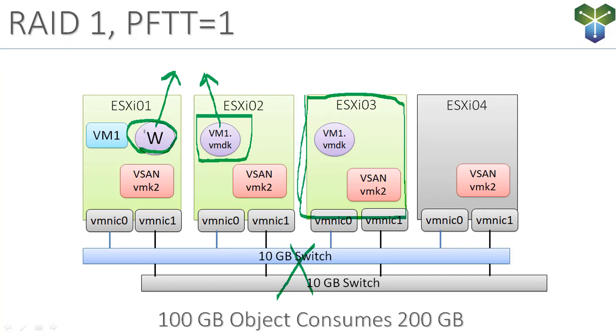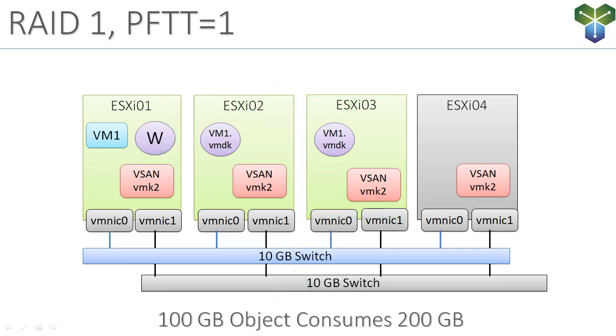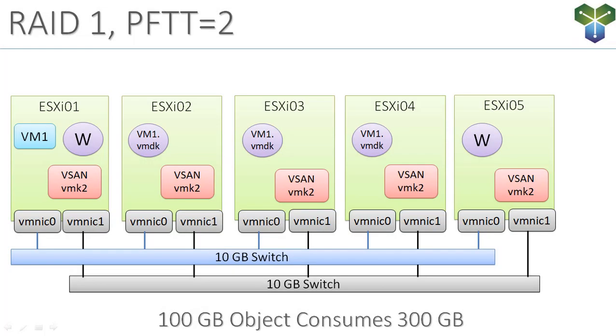So notice there are two identical copies of VM1 VMDK. Right, these are exactly the same. They are replicas of each other. So each mirrored copy of data is called a replica. So let's take a look at a little bit different of a scenario.